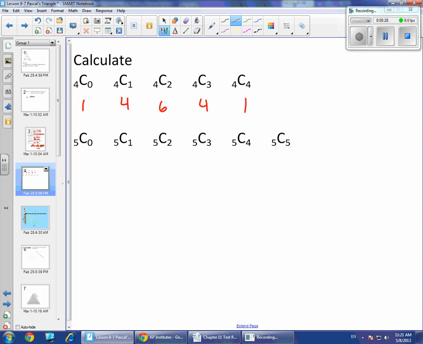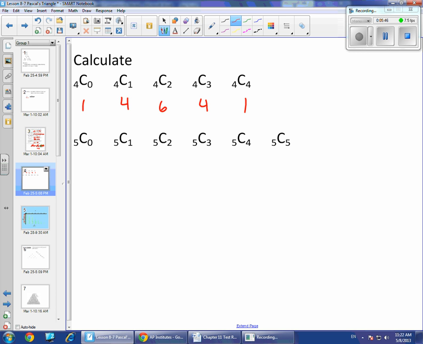Some of them are just ones, and they should kind of make sense. 4C0 means you start off with 4 objects and you choose 0 of them. Well, there's only one way to do that, and that's to choose 0 of them. Similar with 4C4. You start off with 4 objects and you're choosing all 4 of them. There's only one way to do that.